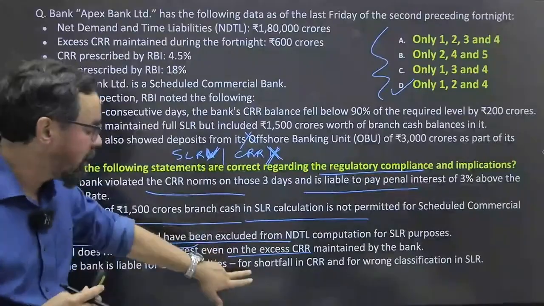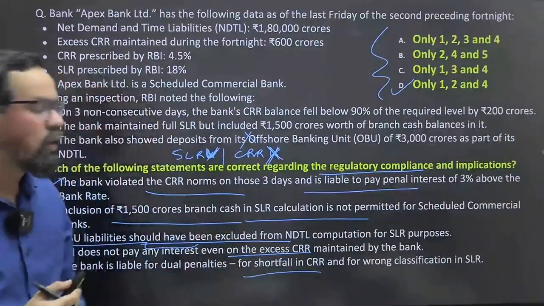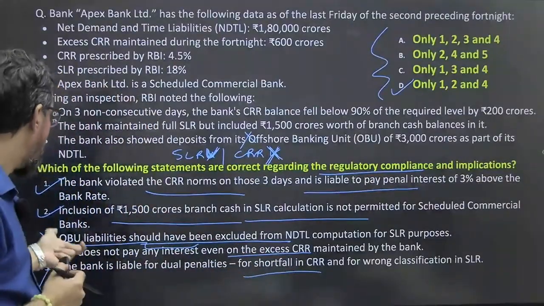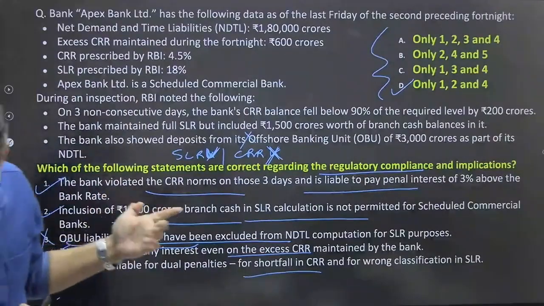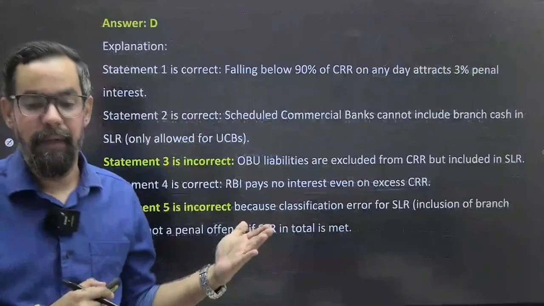No, they will be only liable for the CRR shortfall, not for the wrong classifications, right? So D should be right answer for this one. Anyone, guys? Why? What happened today?